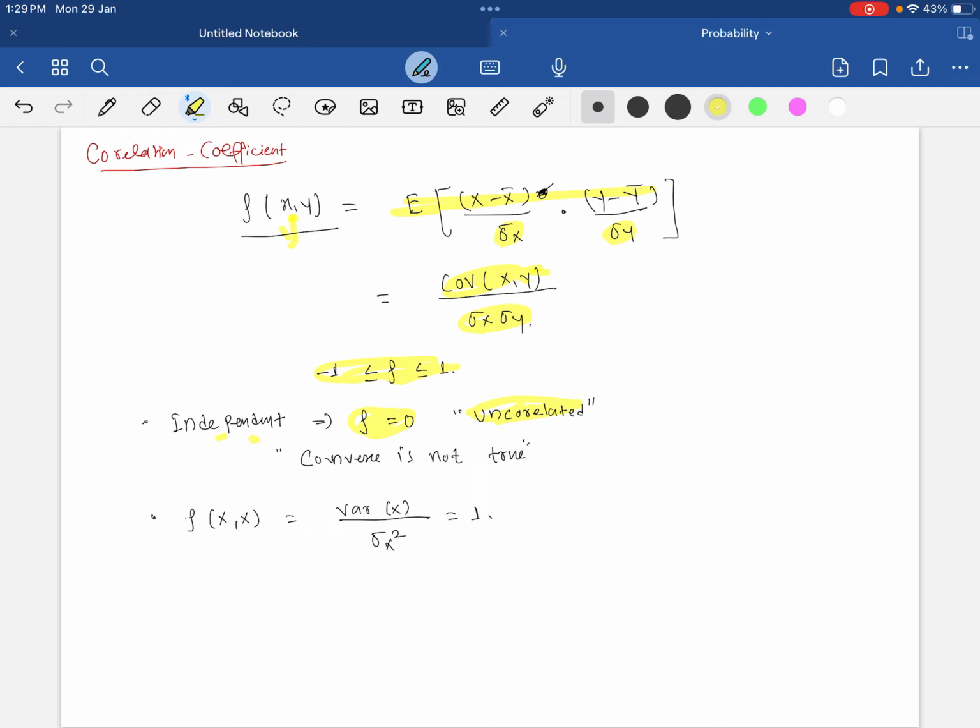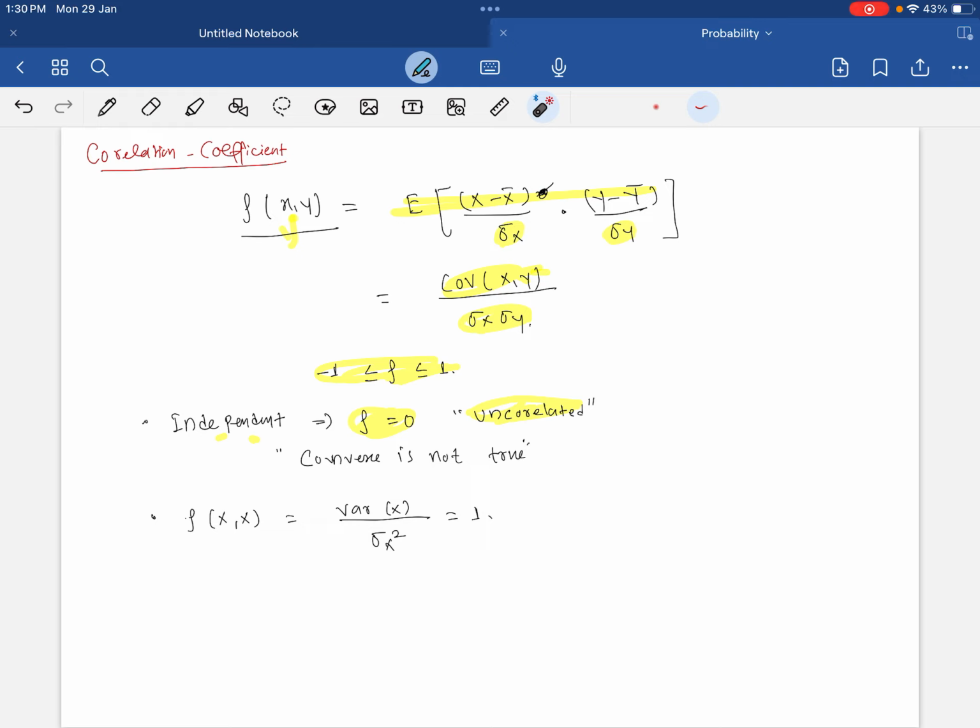If you do not have the info about the independence of x and y, but you are finding the correlation coefficient and you found that the correlation coefficient is 0, then you cannot comment on the independence of x and y, right?